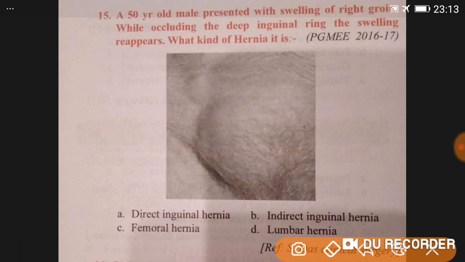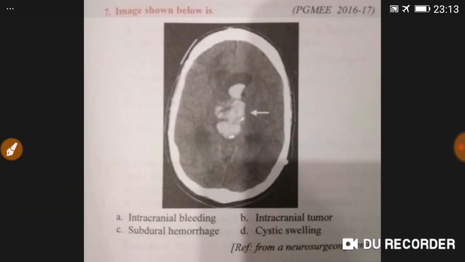Now, a 50-year-old male presented with swelling of right groin. While occluding the deep inguinal ring, the swelling reappears. What kind of hernia is it? This is known as direct inguinal hernia. Because it reappears when occluding.